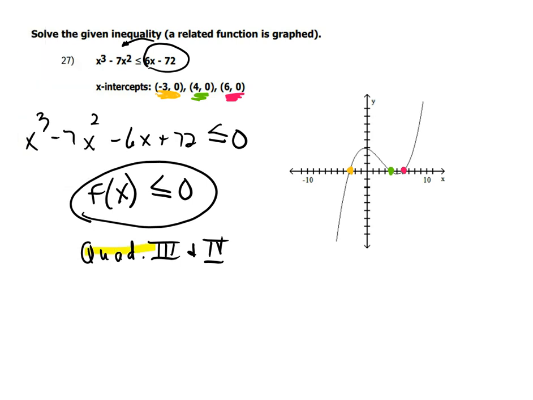Quadrant 3 is this quadrant here, right? And quadrant 4 is this quadrant. So when I'm looking at this picture, all of these points right here are part of the graph, and it keeps going. All of those points on this cubic have y coordinates that are negative, less than or equal to 0. And since it does say equal to, I'm going to have to include that point.